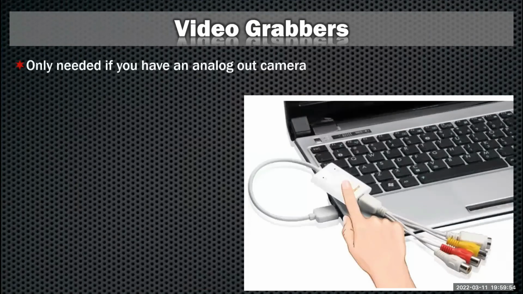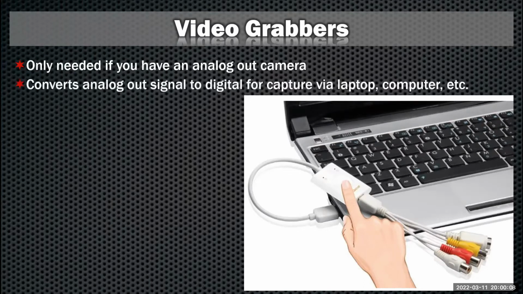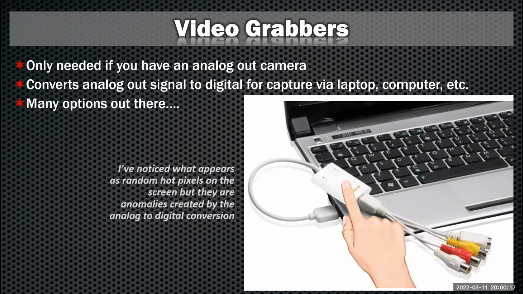We talked about video grabbers. If you've got one of the analog cameras out there, one of the security cameras, you can definitely employ these. In fact, that's what you're going to need to do if you want to capture the images on a computer. It does convert that analog signal to digital. And there are tons and tons of options out there.